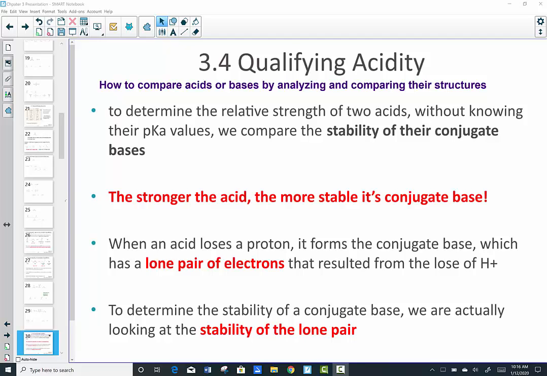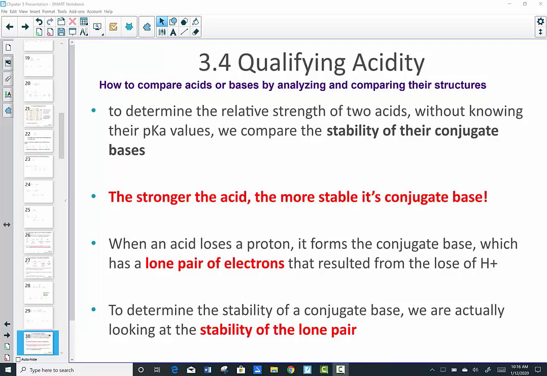It's a nice Sunday morning and I'm going to talk to you further in our chapter on qualifying acidity. So, picking up with our acid-base lessons of chapter 3 in organic chemistry. The last time we were together, we were using a pKa chart to compare strengths of acids and bases, looking at a quantitative value, a number provided to us in a published chart. Here in our next section, 3.4, qualifying acidity, we begin to compare acids and bases by analyzing and comparing their structures, really without using the published chart of pKa values.